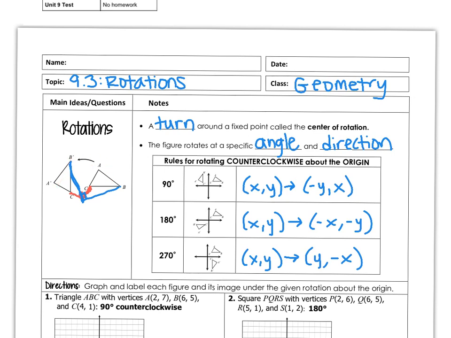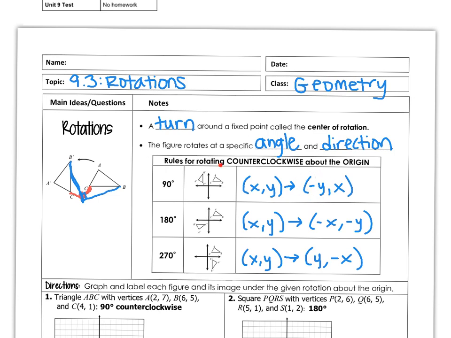So with this one, on the coordinate plane, there will be some rules for rotating, and all of these rules are going to be specific for going counterclockwise about the origin. So that center of rotation is going to be our origin at (0, 0). So if it ever says that you need to rotate it 90 degrees counterclockwise, then we're going to look at each coordinate, and we're going to flip the x and the y, but we're going to negate, or do the opposite of, our y value. And I'll show you examples of that.